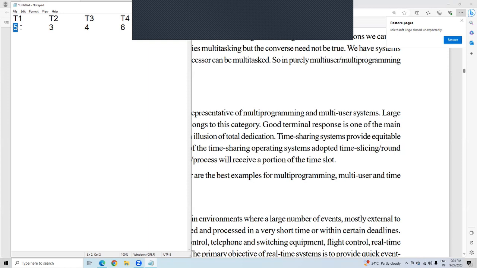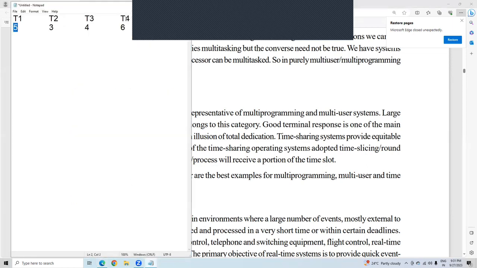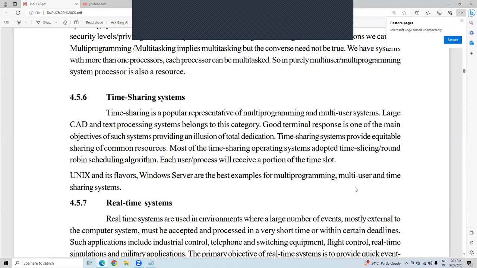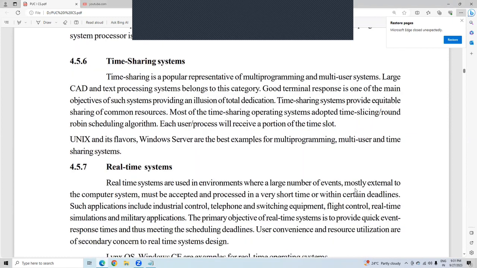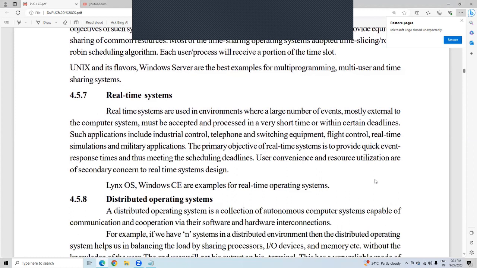This is called time slicing, or by one more name, round robin scheduling. After completing T4, it comes back to T1, T2, T3, T4, and again to T1. Like this, every task receives some time slot. Unix is the best example of that.